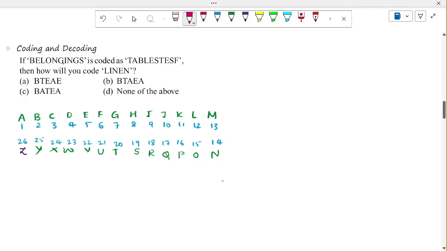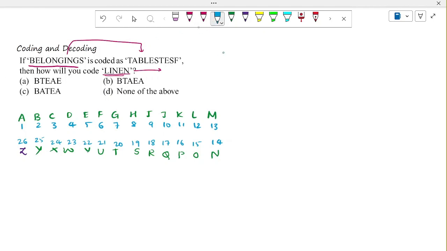Okay, you will be given a word, and this word will be coded in this way, and then you need to find what is the coded word of this one. These are basically to check your logical reasoning.